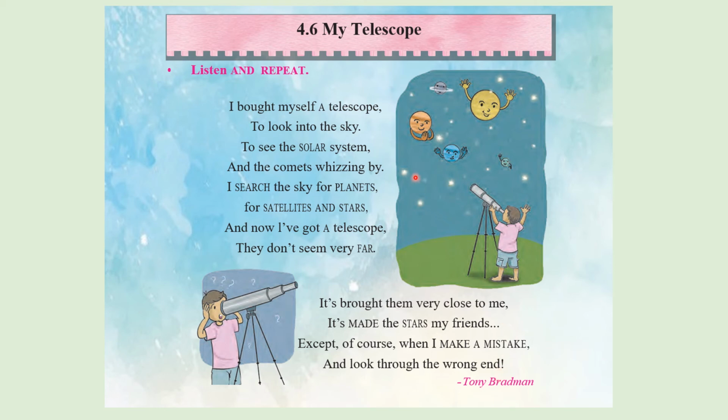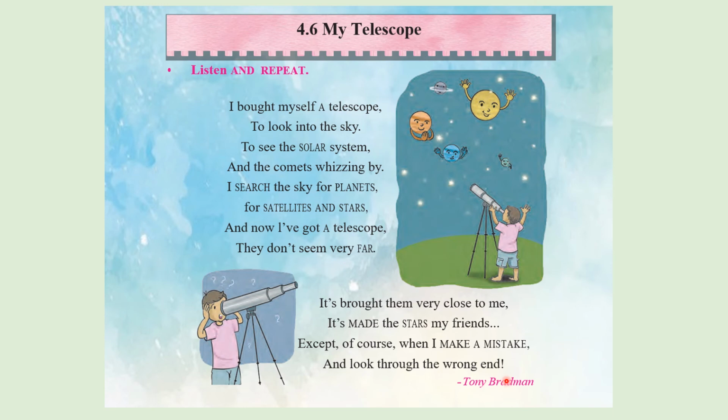Let us read it one more time. My telescope, Tony Bradman. I bought myself a telescope to look into the sky, to see the solar system and the comets whizzing by. I searched the sky for planets, for satellites and stars, and now I've got a telescope, they don't seem very far. It's brought them very close to me, it's made the stars my friends, except, of course, when I make a mistake and look through the wrong end.